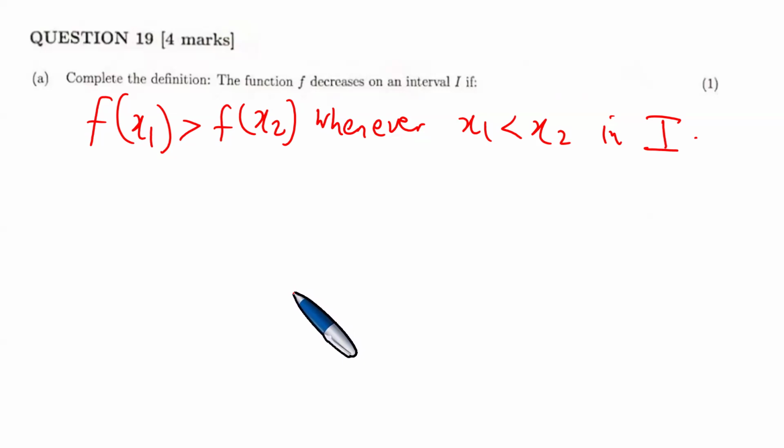So, complete the definition. The function f decreases on an interval I if f of x1 is greater than f of x2 whenever x1 is less than x2 in I.